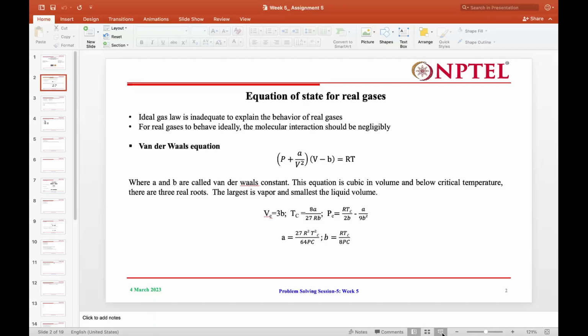The constants in the van der Waals equation can be evaluated utilizing the limiting conditions to be obeyed by any equation of state. Applying this criterion to the above equation, we get Vc is equal to 3b, Tc is equal to 8a divided by 27Rb, Pc is equal to a divided by 27b square. Here Vc is the critical volume, Tc is the critical temperature, and similarly Pc is the critical pressure.